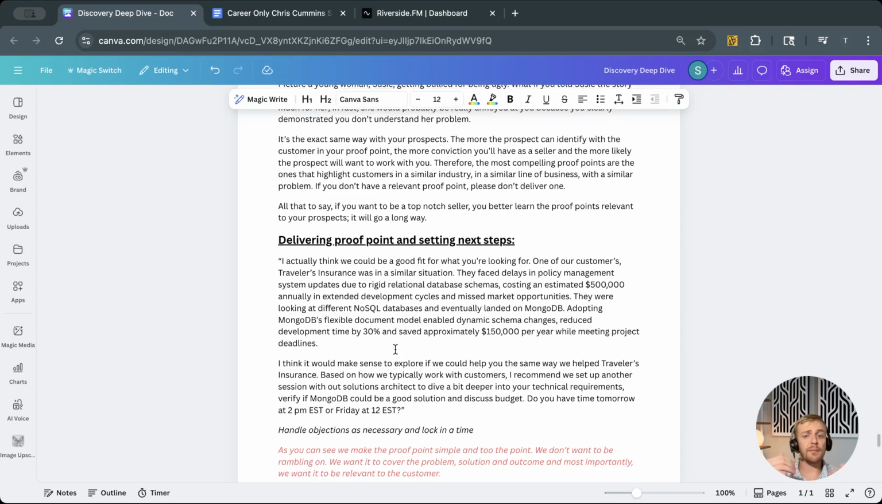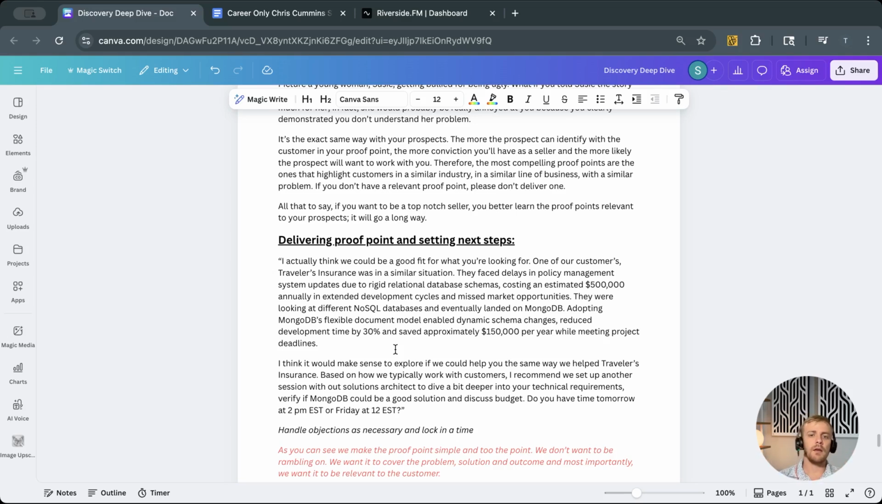And so based on how we typically work with customers, I actually recommend we set up another session with our solutions architect to dive a bit deeper into your technical requirements, verify if MongoDB actually can meet all those required capabilities you guys mentioned, and also maybe discuss budget as well. Do you have time for something like this, either tomorrow at 2 p.m. Eastern or Friday at 12?